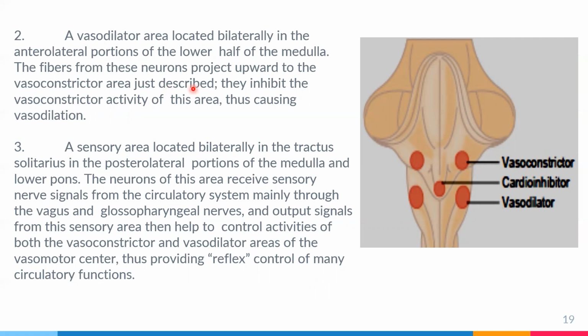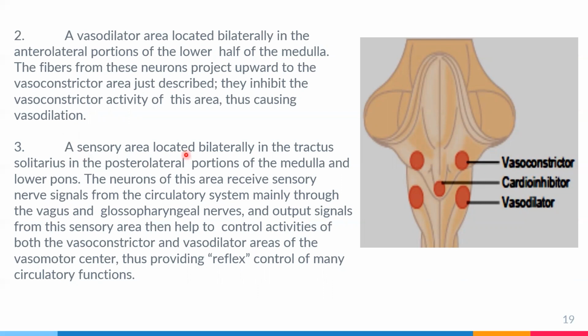The fibers of these neurons project upward to the vasoconstricted area itself, and they inhibit the vasoconstrictor activity of this area, thus causing vasodilation. Hence, the vasodilator area does not innervate or have nerves that innervate the whole body directly, but instead it inhibits the vasoconstrictor area in order to produce dilation.